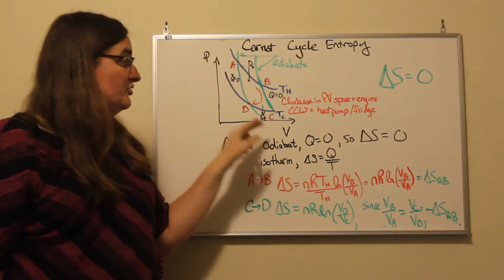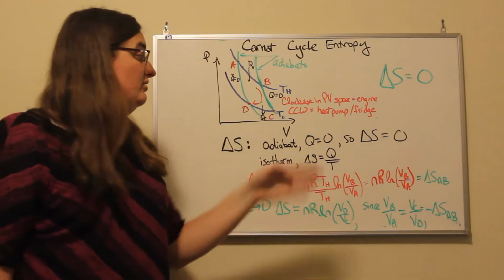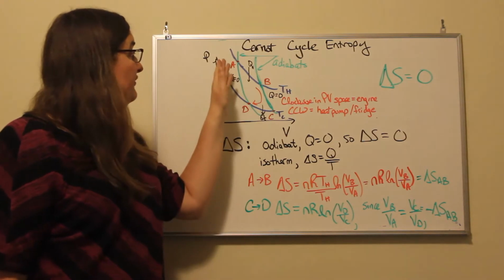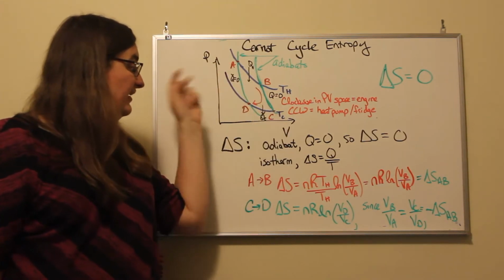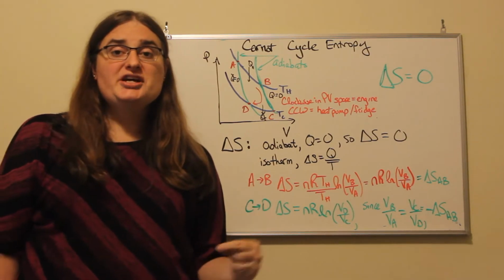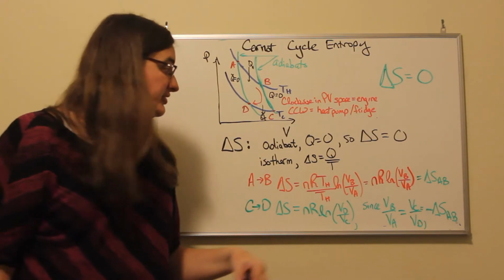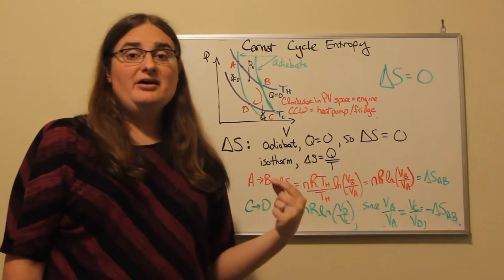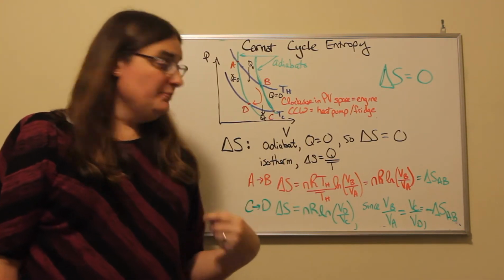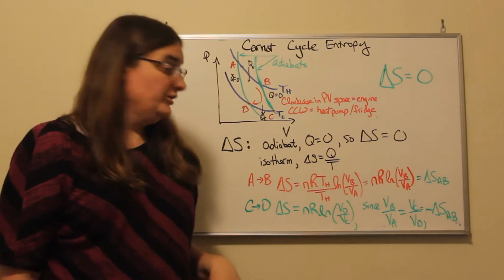For an adiabat, there's no heat. So if there's no heat, there's no change in entropy. So that just leaves A to B and C to D. If we're looking at an isotherm, the change in entropy at constant temperature is equal to the amount of heat that we have transferred divided by the temperature of that isotherm.